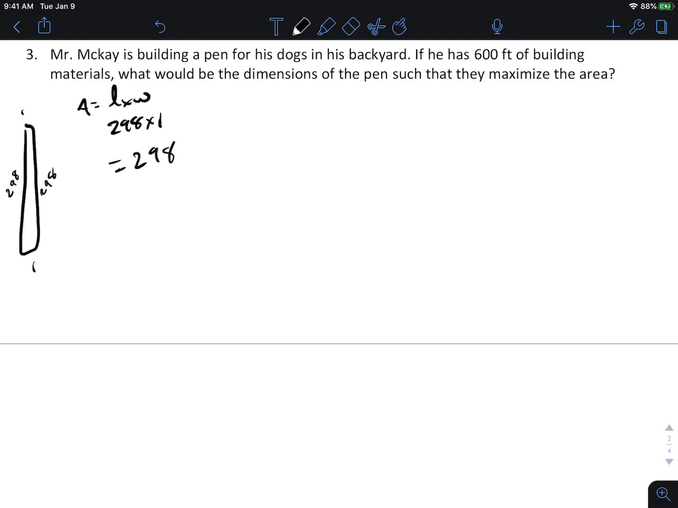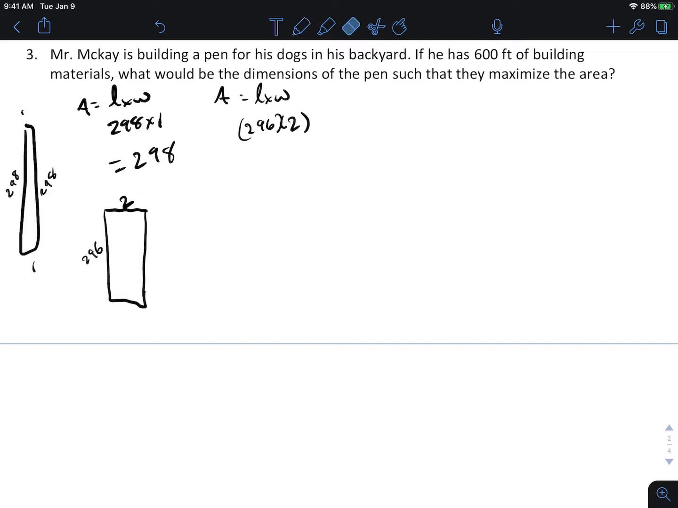But what if I made it 296 by 2? Well, now all of a sudden, if I took 296 and multiplied by 2, that's already twice as big as before. So you can see there's a trend there. The problem is I'm not going to sit here and create a table of values; there's a more efficient way to do this.